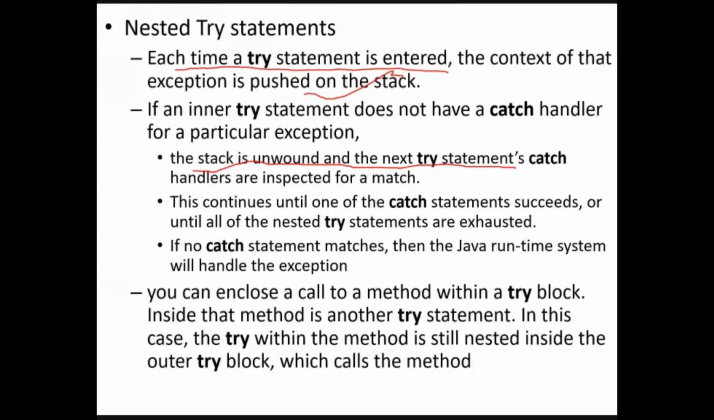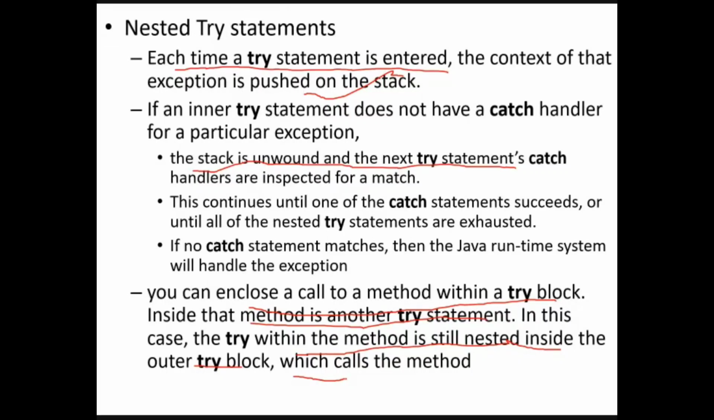You can enclose a call to a method within a try block. You can call the method within the try block, and inside that method is another try statement. So inside that method definition, if you have another try block, then that is also considered a nested try. In this case, the try within the method is still nested inside the outer try block which calls the method. That means within a try block, if you are calling any method and that method definition has another try block, that is also considered a nested try.